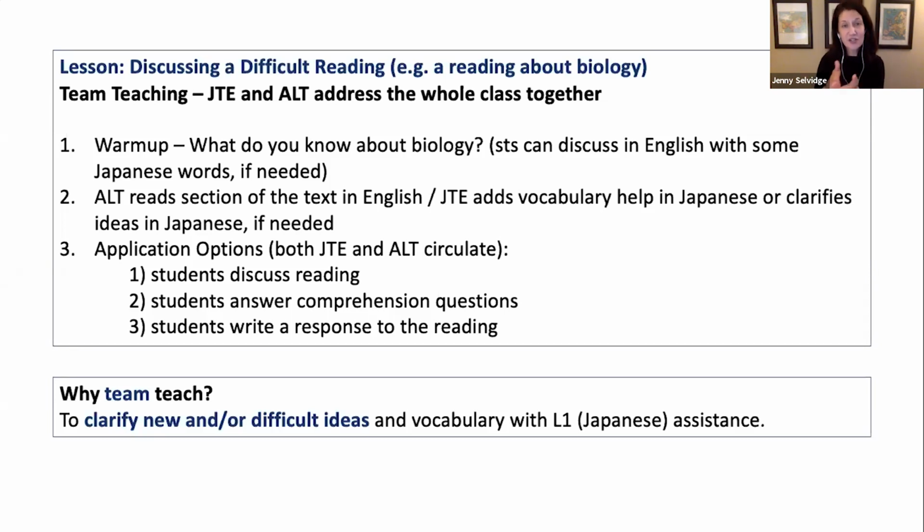I mean, you're working toward the goal of more English, but when students are first engaging with a topic and building the vocabulary and building their knowledge about it, it's okay to clarify things. It's better that you're clarifying in Japanese than for them to just translate, because those are not reliable. So team teaching might be a good option here.